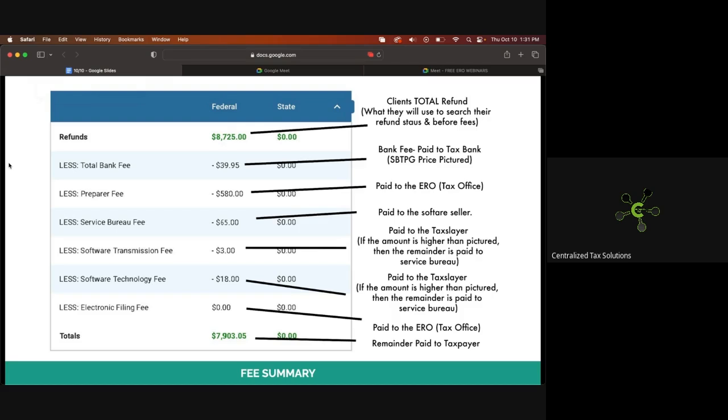Also, fees that you will not see on here that you might see in your return are audit protection and identity protection. You can do identity protection or audit protection through TaxSlayer. They partner through other companies. I personally don't do it anymore.